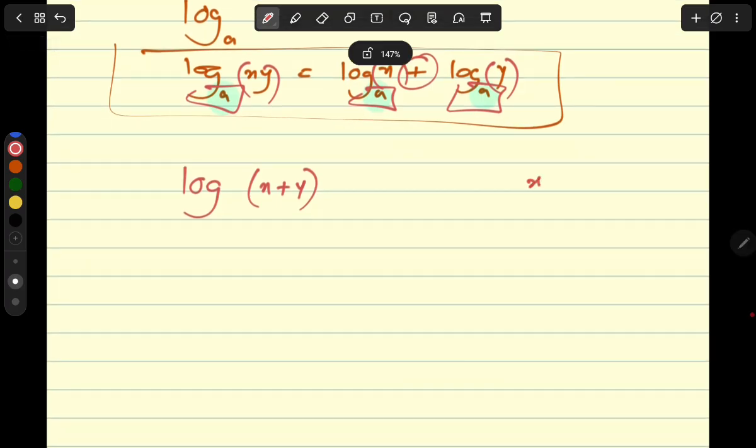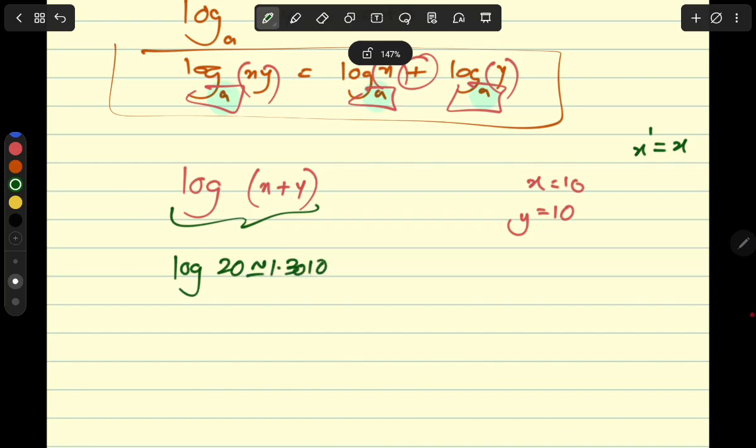Suppose x is equal to 10 and y is equal to 10. We also did that when this logarithm does not have any base, we take the base 10, just like when x does not have any power, we take it as x to the power 1. Now this is going to become log 10 plus 10, that is log 20, which is approximately equal to 1.3010.